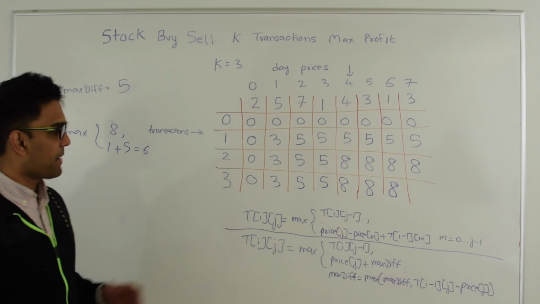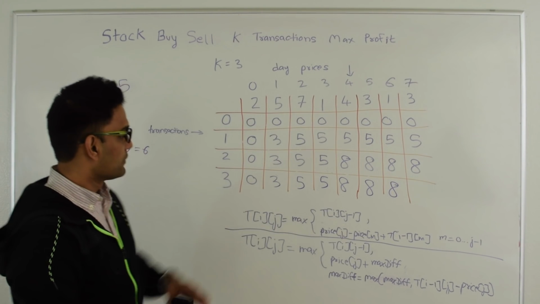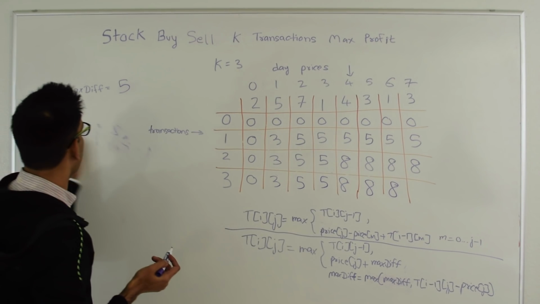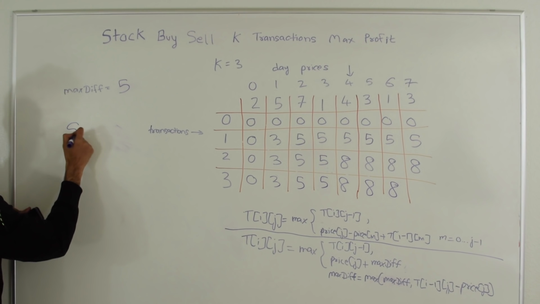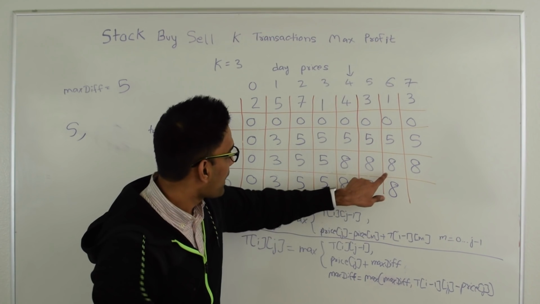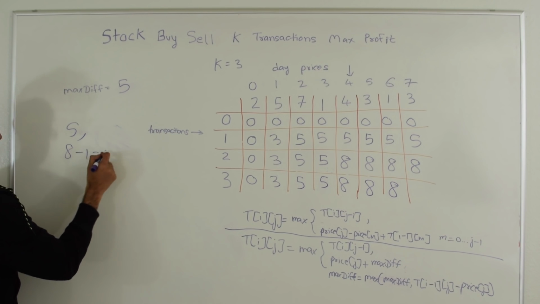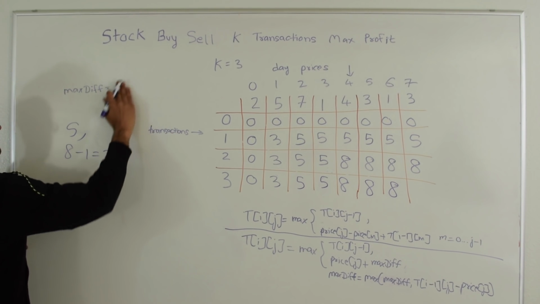And let's recalculate the max diff before moving on. So the new max diff will be current max diff, which is 5, or the price here 8 minus 1, which is 7. So the new max diff will become 7.